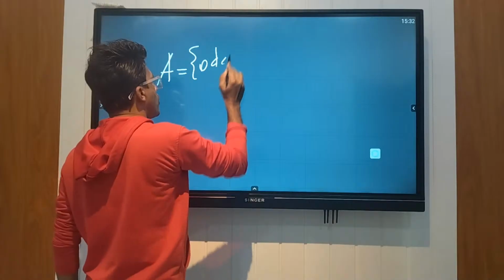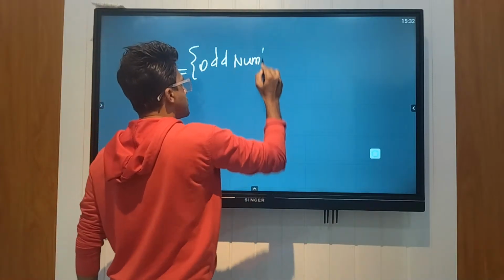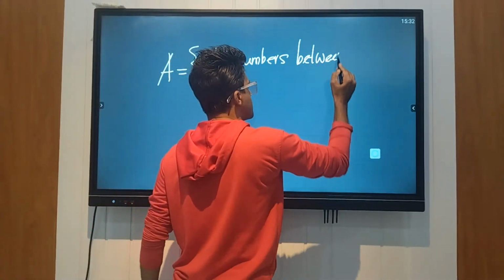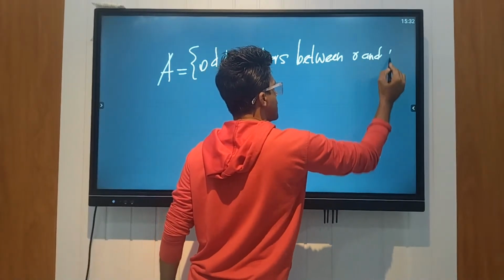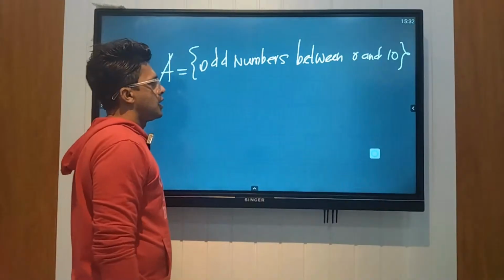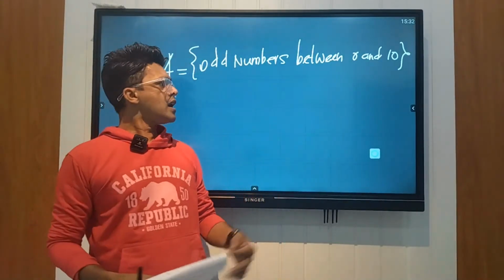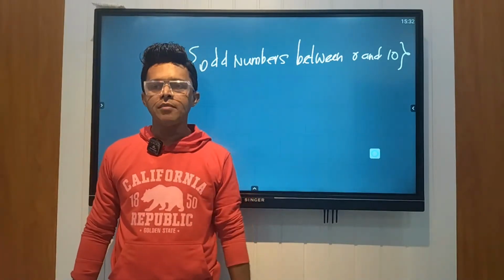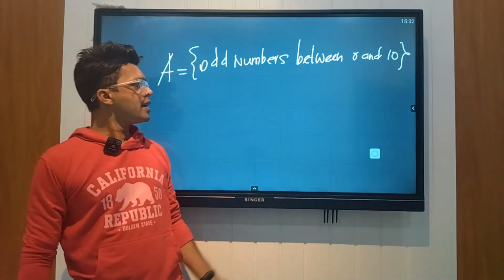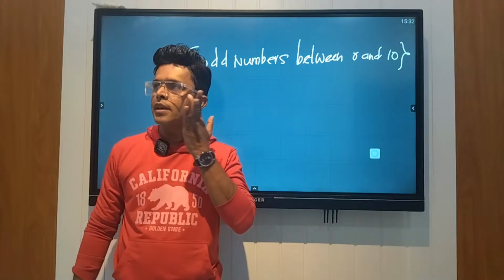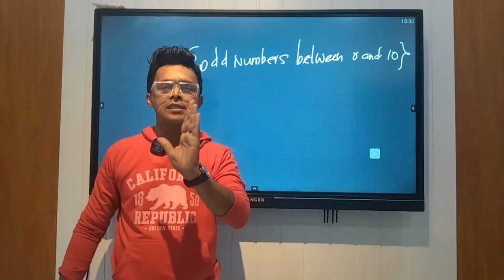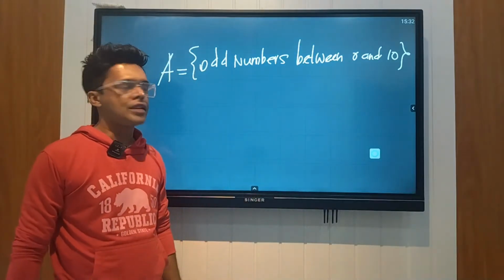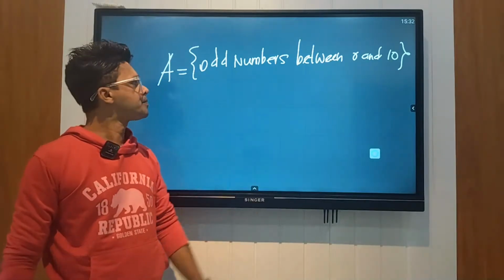odd numbers between 0 and 10. Really, I have not written the elements of the set A here, but you could get an idea about the elements found in the set A here.